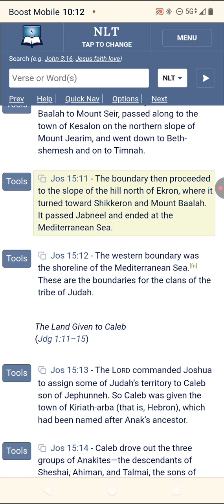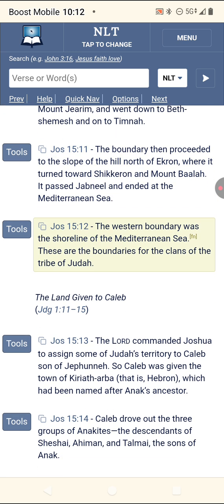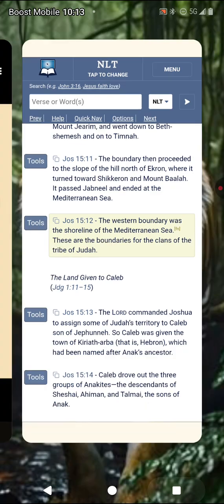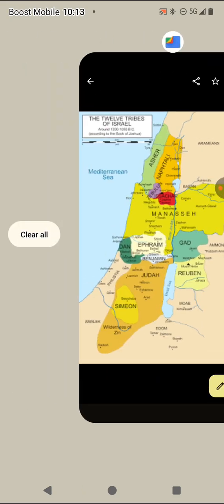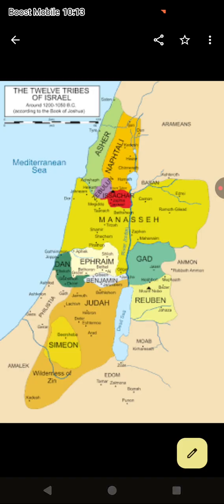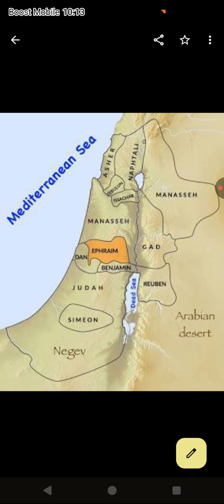Okay, so you know the Mediterranean Sea is on the west. Then the western boundary was the shoreline of the Mediterranean Sea. You see how that looks different there, but this one looks different.